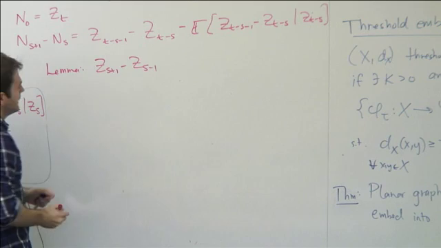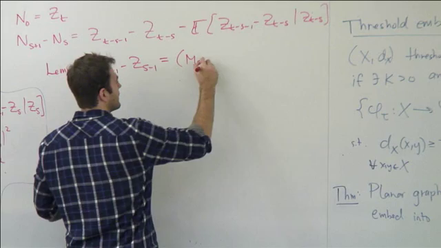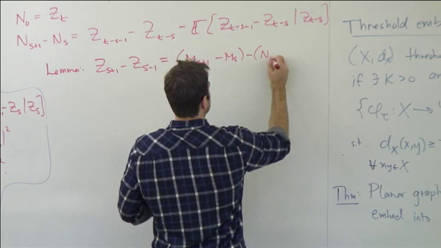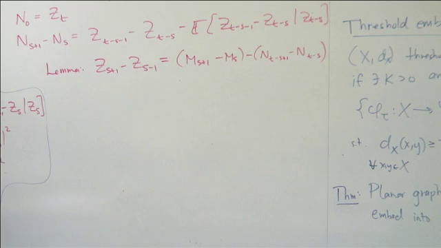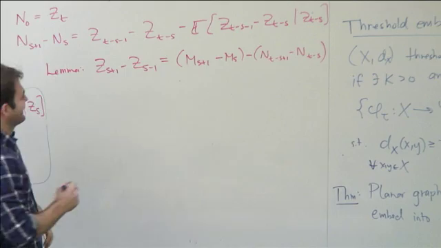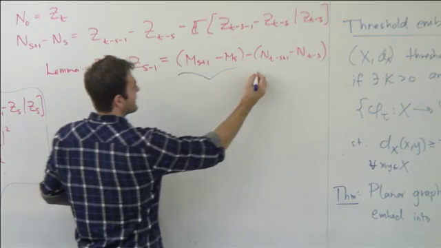If I look at Z_{s+1} minus Z_{s-1}, this is exactly this minus this, which should be plus 1. Okay, so this is my claim, that this is equal to this, divided by 2? No. No, good. It's not divided by 2. Check it. Okay, let's check it.